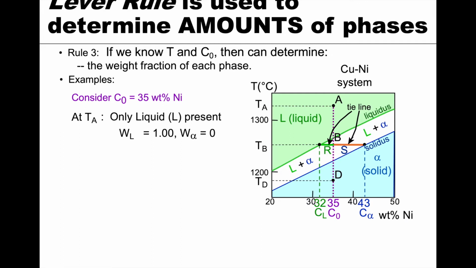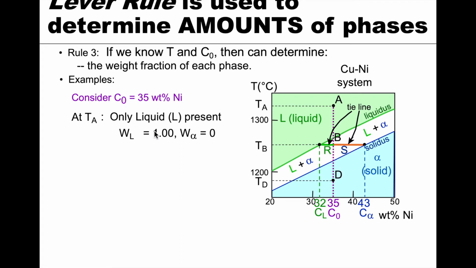However, we have a tie line here with the endpoints being the compositions, right? CL and C alpha. But we can use the relative amounts on either side of our compositional point, C naught, right? And you see that this side is labeled as R and this side is labeled as S. And you can clearly see S is bigger than R if you're comparing those two. So that's what we're going to look at.